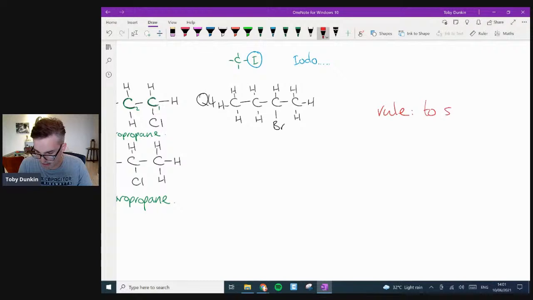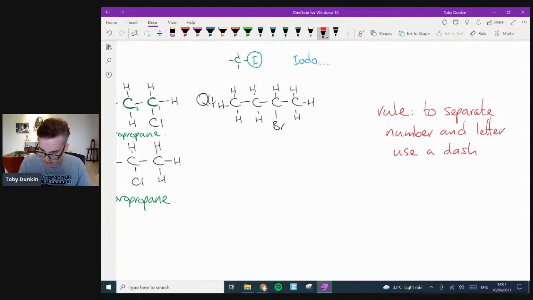To separate numbers and letters, you use a dash. Use a dash. So 3 dash bromo. Yeah, it's a dash. Dot, dot, dot. 2 bromobutane.